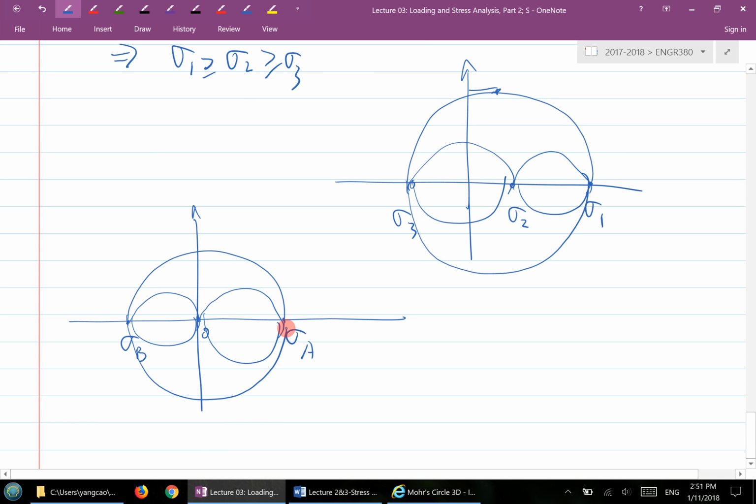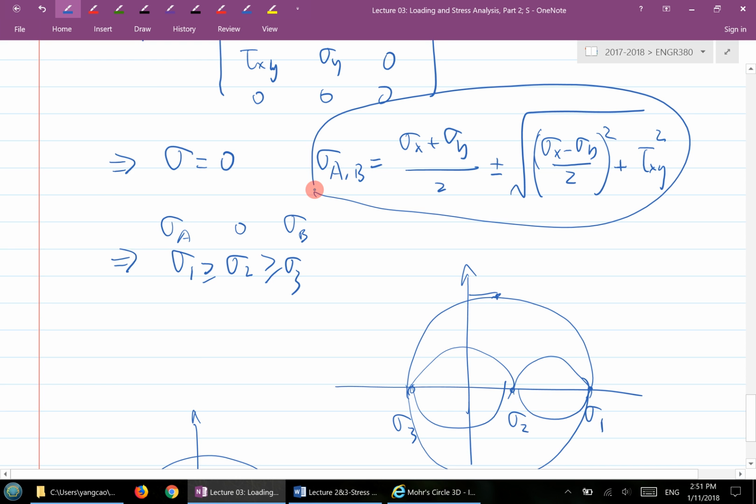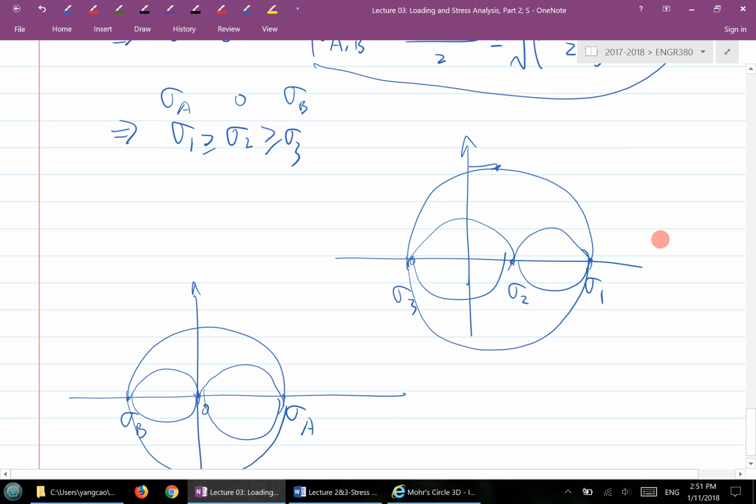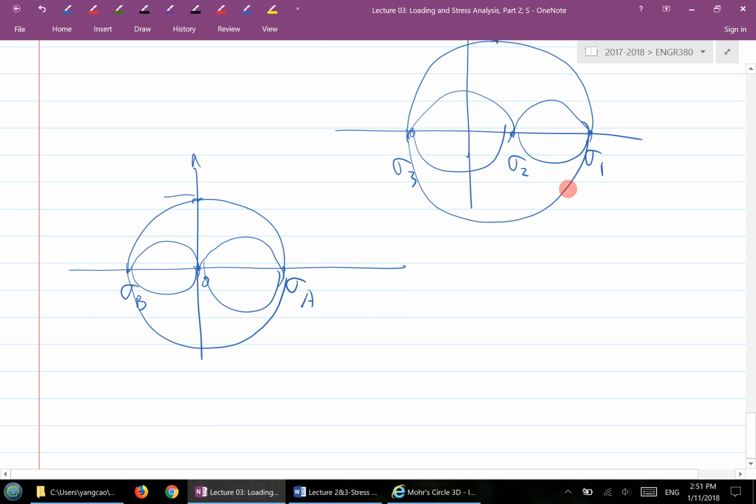So sigma A, sigma B, this is basically the principal normal stress we analyzed when we looked at the planar state of stress. If you only look at sigma A and sigma B, in this case it actually generates the maximum based on the sigma A, sigma B circle. But what about a different scenario? What if I have sigma A greater than sigma B greater than 0? Basically, this is your sigma 1, sigma 2, sigma 3.